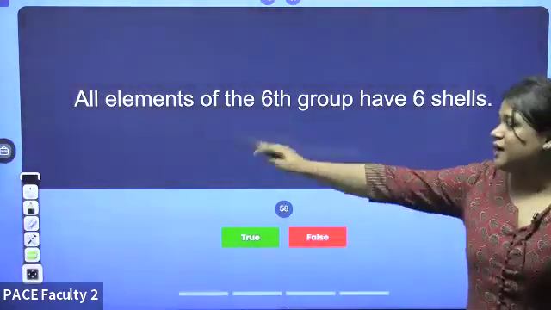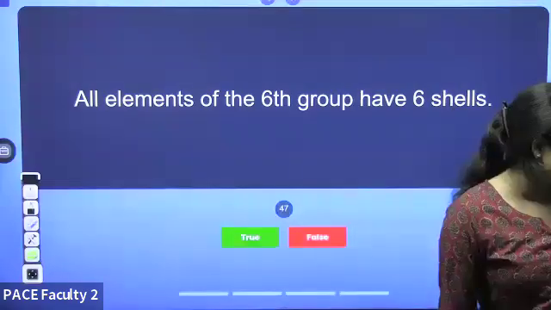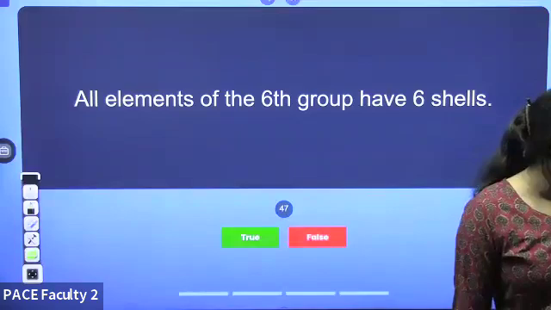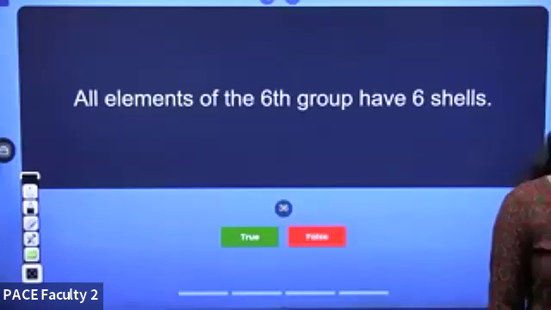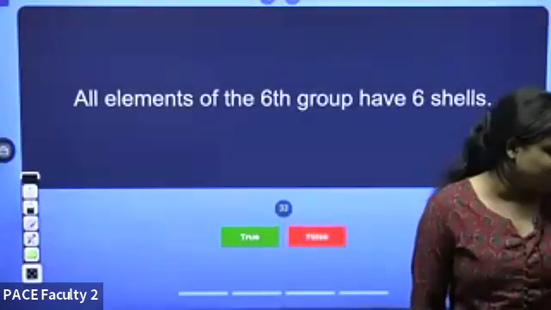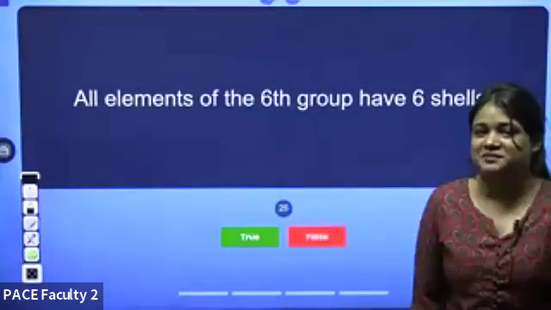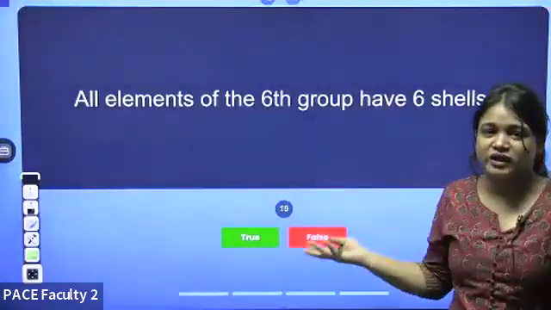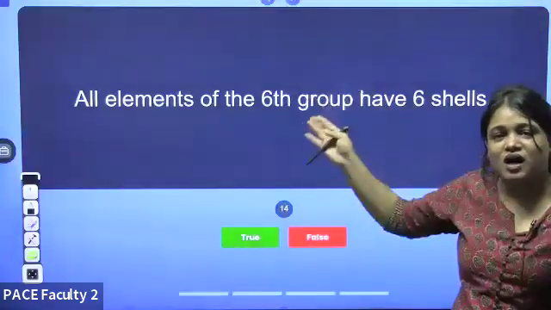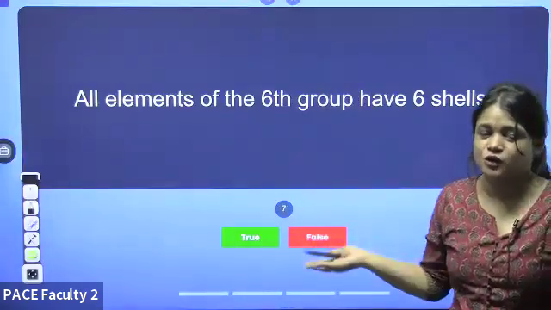Okay, let's do once again. All elements of the 6th group have 6 shells. True or false? Okay, Dumka says false. Pragati says false. Anubhur says true. Dumka is saying false. Ambasa, okay. Marimatla is also saying false. Absolutely. Not all elements will have 6 shells. The first element in the first group will have only one shell, the other elements will have more than one shell, and it is in the 6th period that elements will have 6 shells. So false.